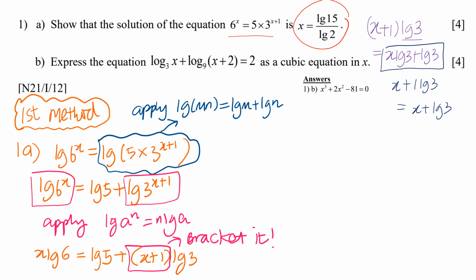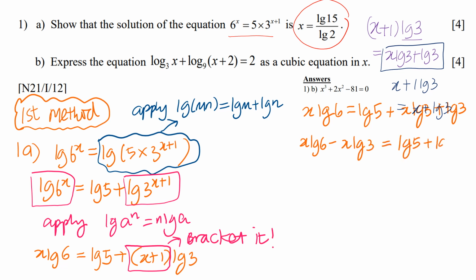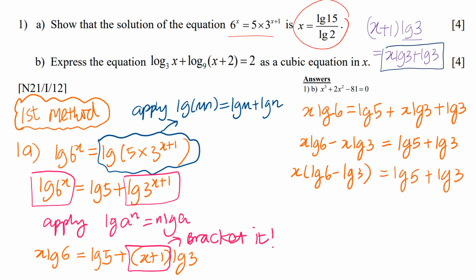Okay, let's continue. Then we will group all your x terms together and put them on the left hand side. Wait, I'm going to erase this so that you can see clearer. And we're going to factorize x out from the left hand side. On the left hand side, we can apply the quotient law, as indicated there on the screen. Then on the right hand side, we can apply the product law.